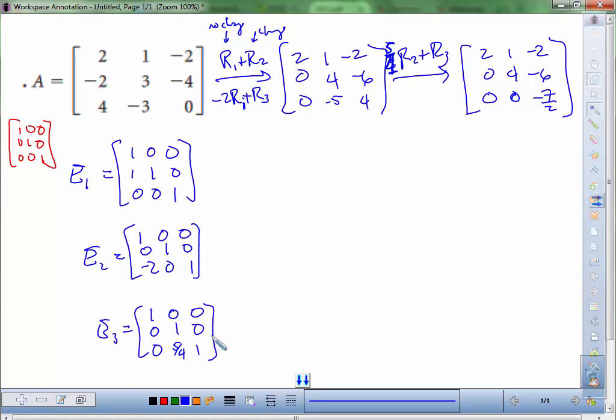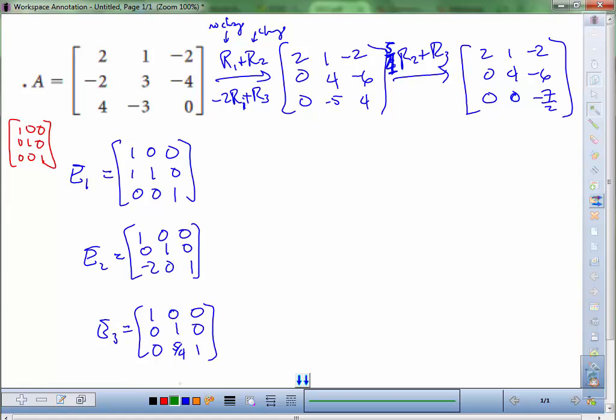Is that what I want to do? Let's see. We'll do that later. Lower triangular. Oh, are you reading ahead?